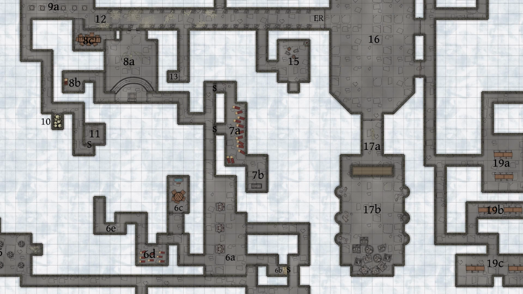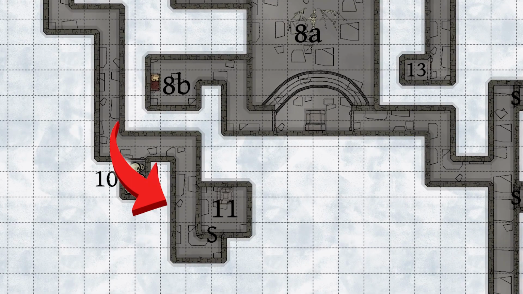So another important aspect in terms of dungeon design and placement of secret doors is the geography of the dungeon in terms of where they appear. If we look at this map here, this hallway that goes down to room 11 is a dead-end hallway. And experienced players are going to be like, well, why does this hallway just end? I'm going to search for a secret door.